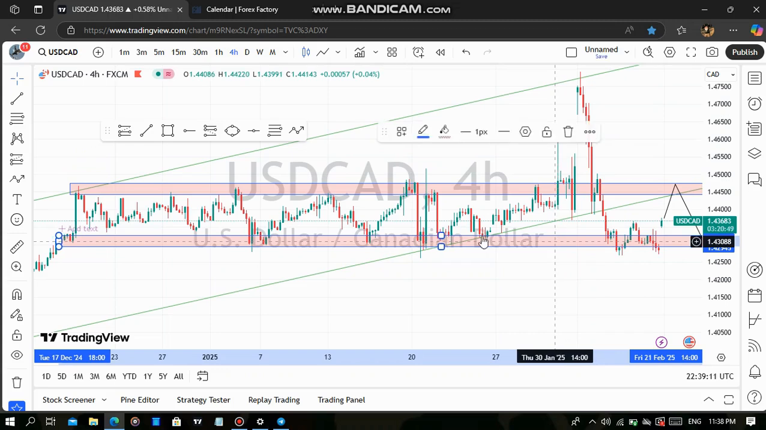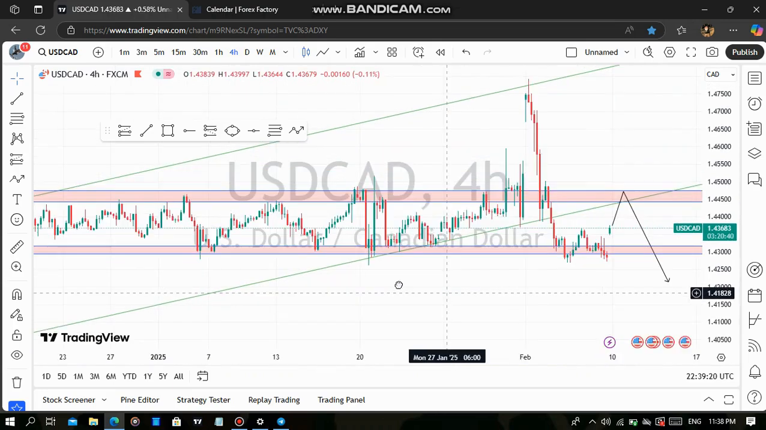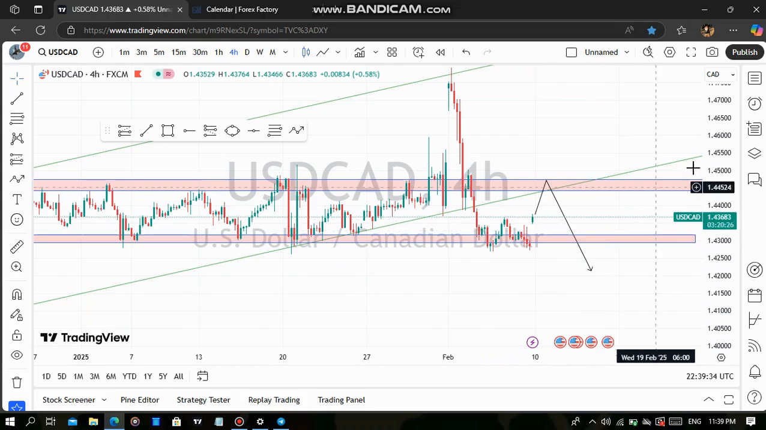So this is okay. I think this is okay. You have our support level and you have our resistance level. Any movement in this, any price reaction in this zone, I believe we should know what to do.